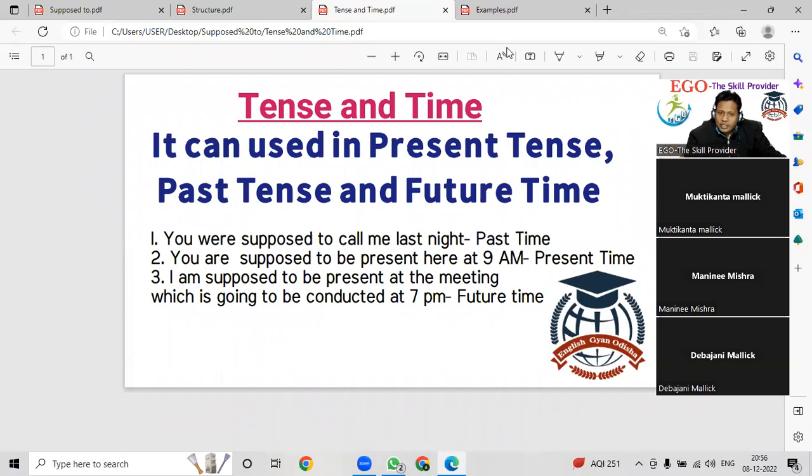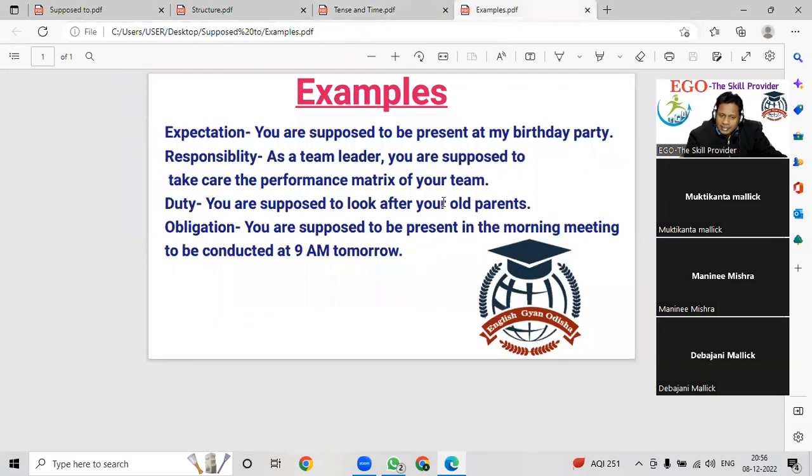So this is something called examples. I have given these examples. You can take a lot of examples. So what is more important, try to understand, my friends.